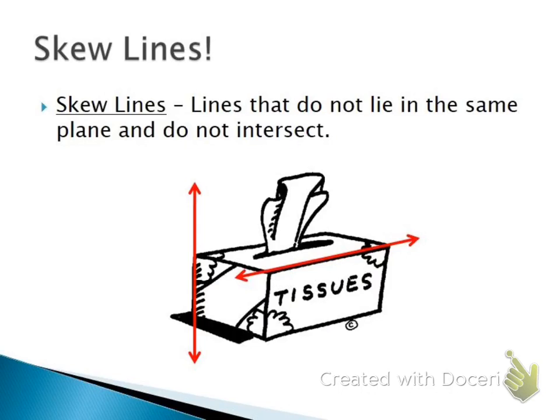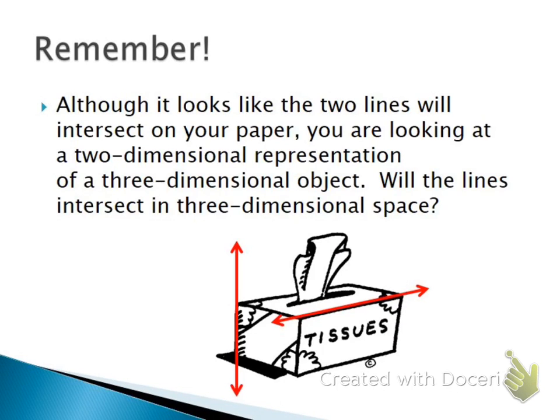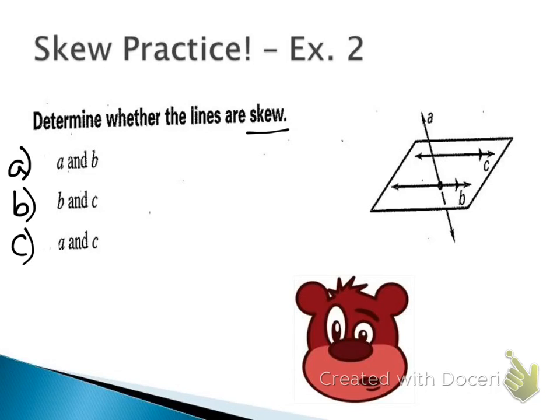Skew is a little bit harder of an idea to grasp compared to parallel and perpendicular. Again, I don't think this is on your sheet, so just remember, although it looks like the two lines will intersect on your paper, you're looking at a two-dimensional representation of a three-dimensional object. So the lines would not intersect in a three-dimensional space. If we actually brought a tissue box up here with some string or something, we could prove that. Okay, so let's go through these.